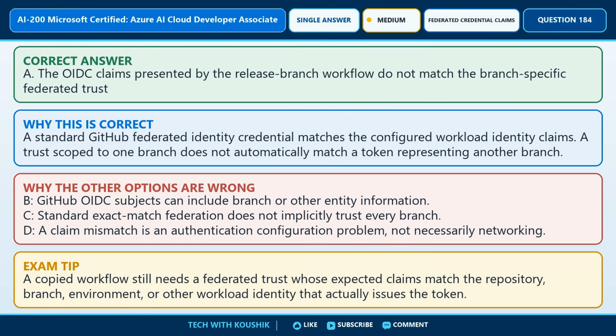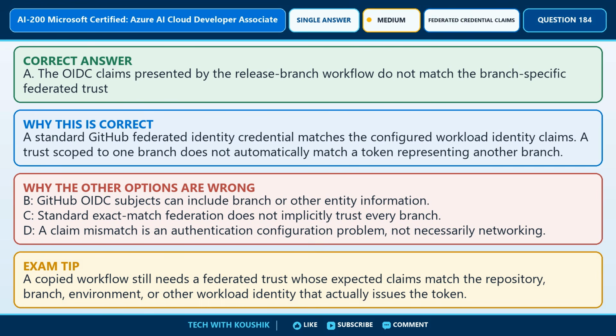The best answer is option A. The OIDC claims presented by the release branch workflow do not match the branch-specific federated trust. This option satisfies the complete requirement because a standard GitHub federated identity credential matches the configured workload identity claims. A trust scoped to one branch does not automatically match a token representing another branch.